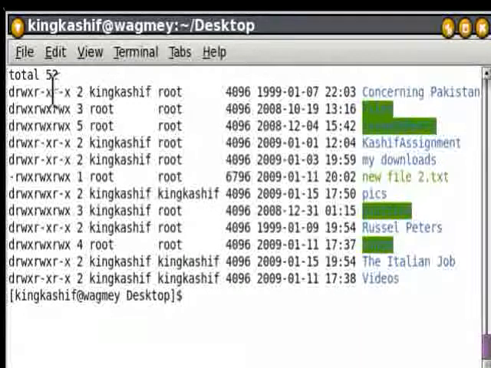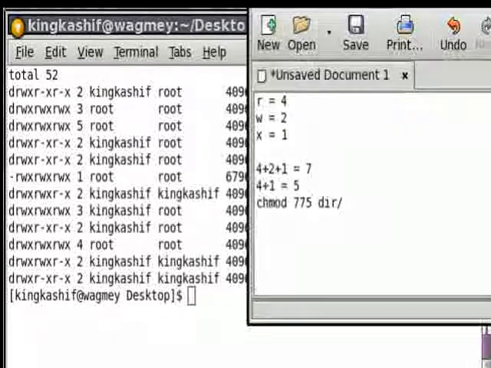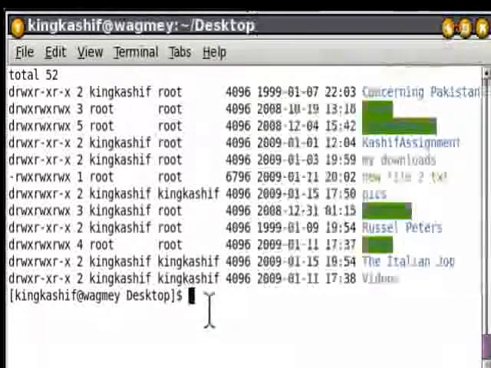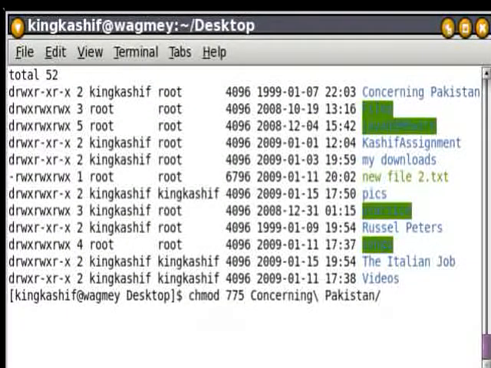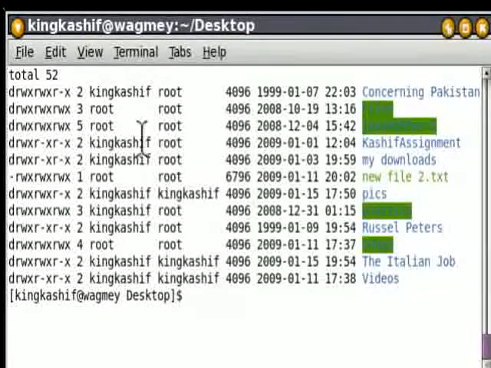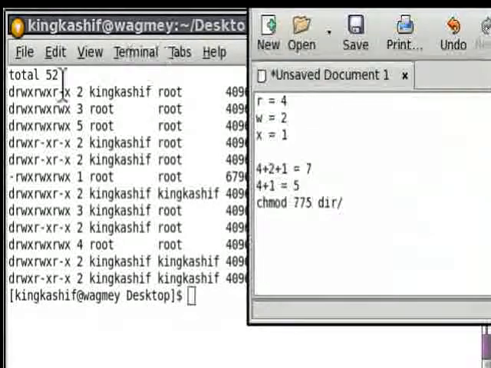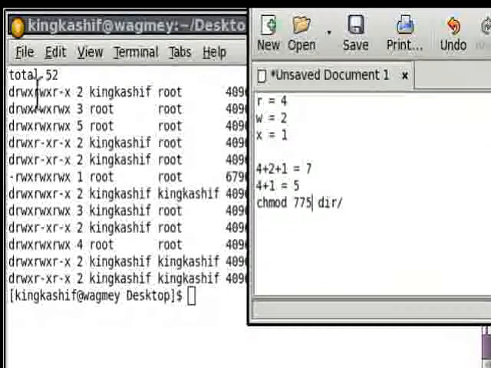Now, as you can see, actually we gave 755, so let's give 775 concerning Pakistan. Now, as you can see, user and group section have read, write and execute permission, and other section have only read and execute permission. So I think you may have gotten the idea.